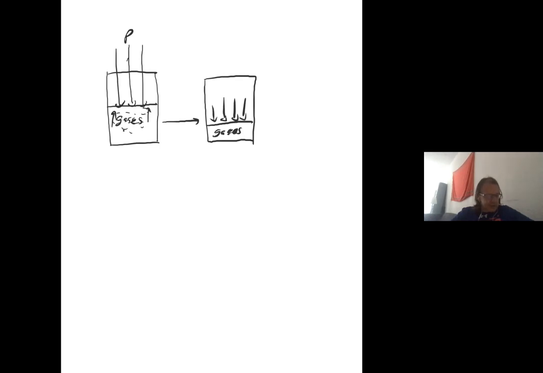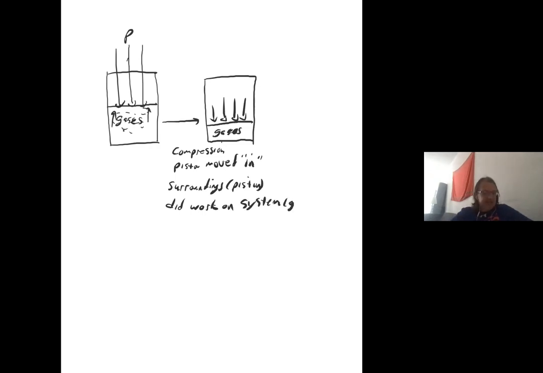Okay. So this is compression. And we would say that the piston moved in, right? We would use the term in. So one way of putting this is that the surroundings, which is really the piston, well, the piston is part of the surroundings, did work on the system, which is the gases.